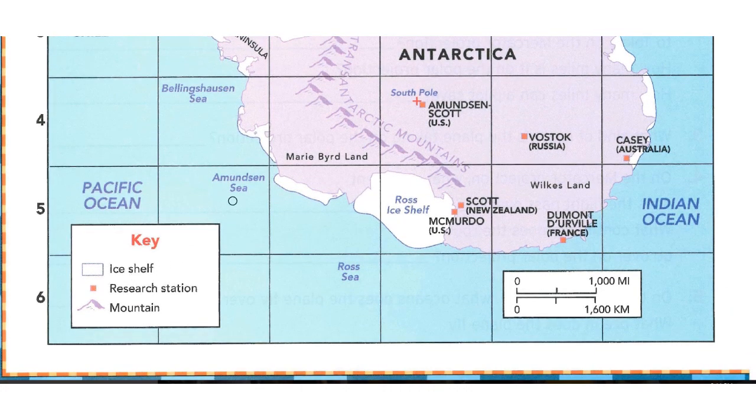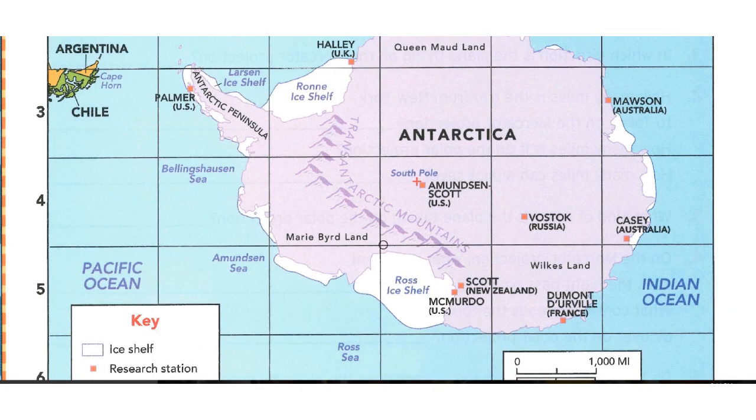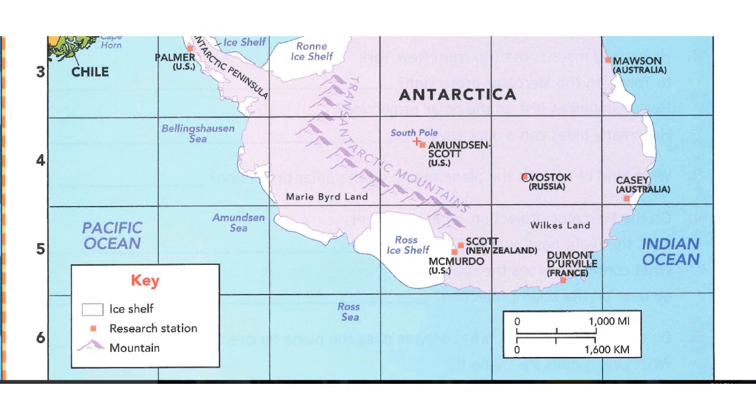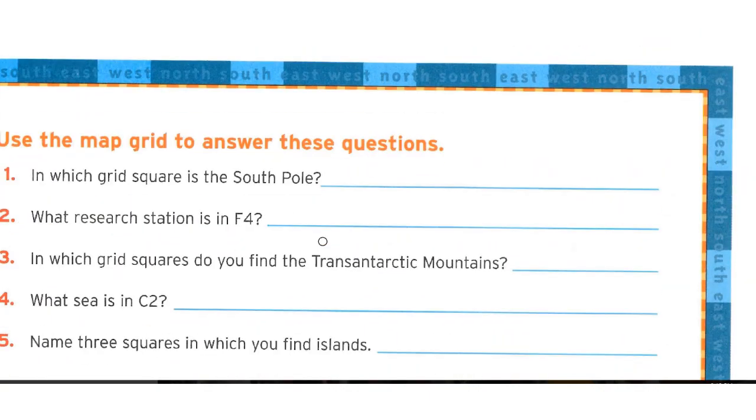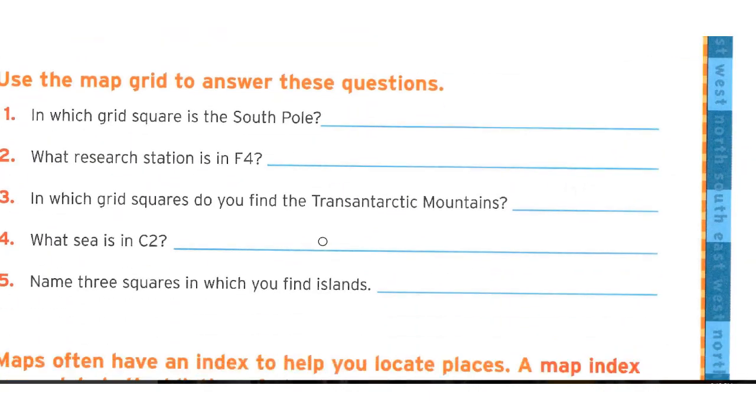And we have a key. Everywhere that you see white is an ice shelf, and those will be labeled. We have research stations, so we can see a United States station here, a Russia station there, an Australia station there. And then we also see mountains. We have a range that's called the Transantarctic Mountains that cuts across. So let's use that. We're going to use that map grid to answer these questions.